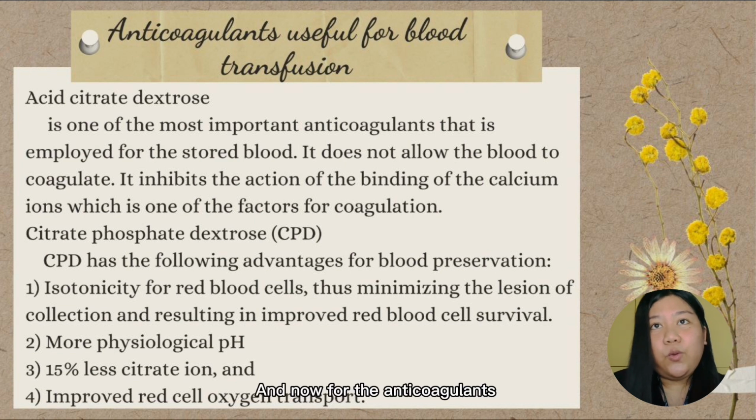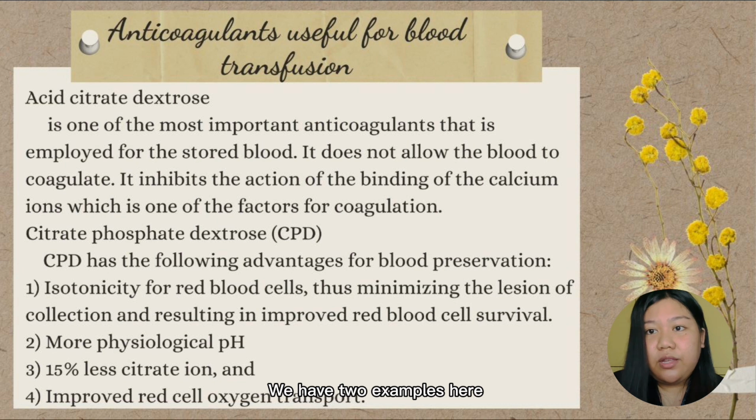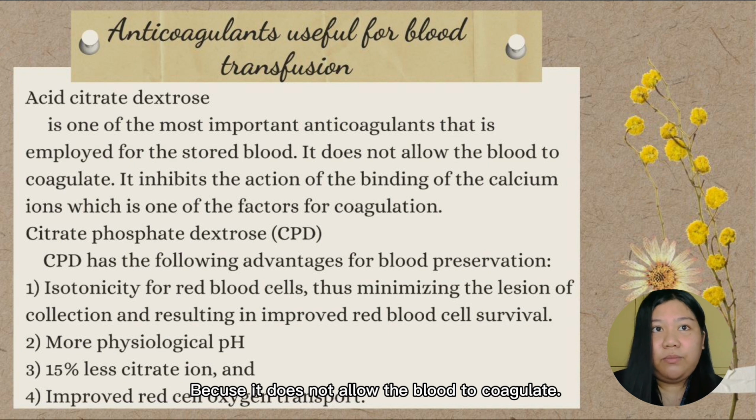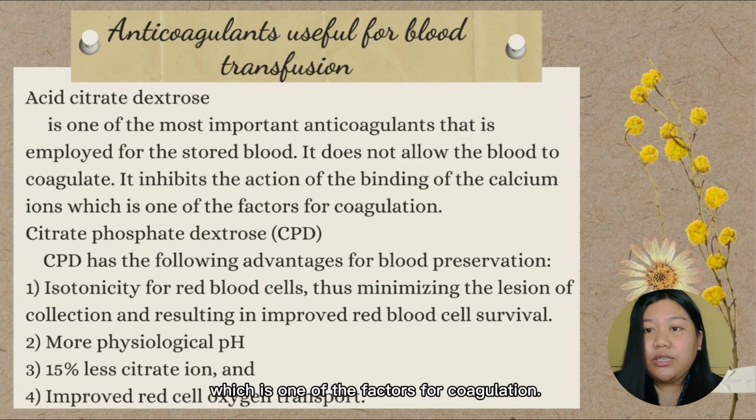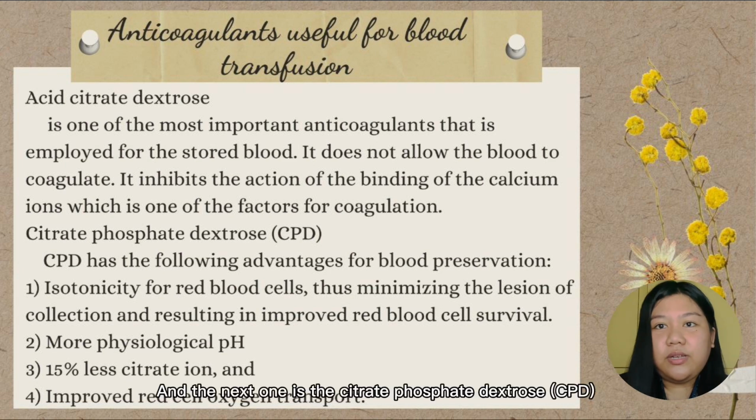And now for the anticoagulants useful for blood transfusion. We have 2 examples here. The first one is the acid citrate dextrose. It is one of the most important anticoagulants that is employed for stored blood because it does not allow the blood to coagulate. It inhibits the action of the binding of the calcium ions, which is one of the factors for coagulation. And the next one is the citrate phosphate dextrose.